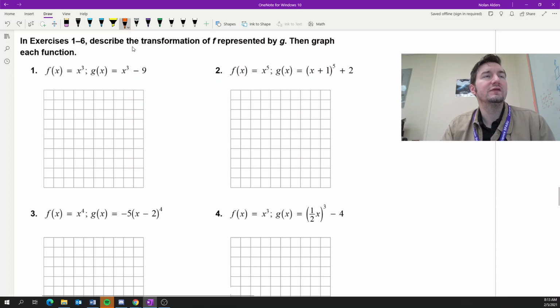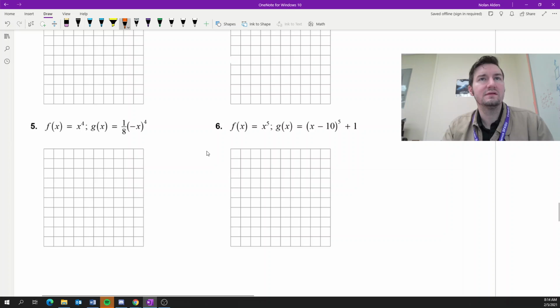For this first one, we're supposed to describe the transformation and then graph each function. So let's see. Our original function is x cubed, and that would look something like, let's say this is our origin. It would look something like this. I missed my origin, but that's okay. And then we are transforming it down 9. So let's say each one of these boxes is worth 3. So 1, 2, 3. So here's down 9, we'll say. So our function will be something more like this. So it got transformed downward 9 units. All right, let's look at one more.